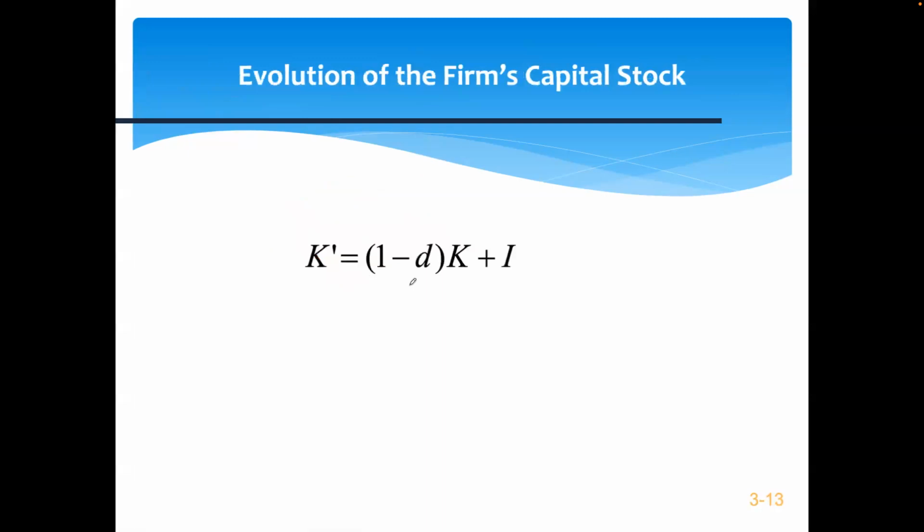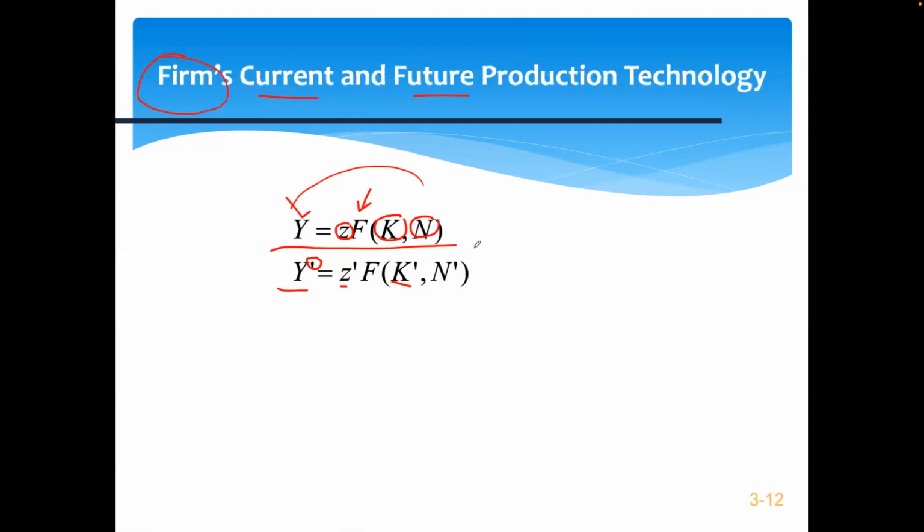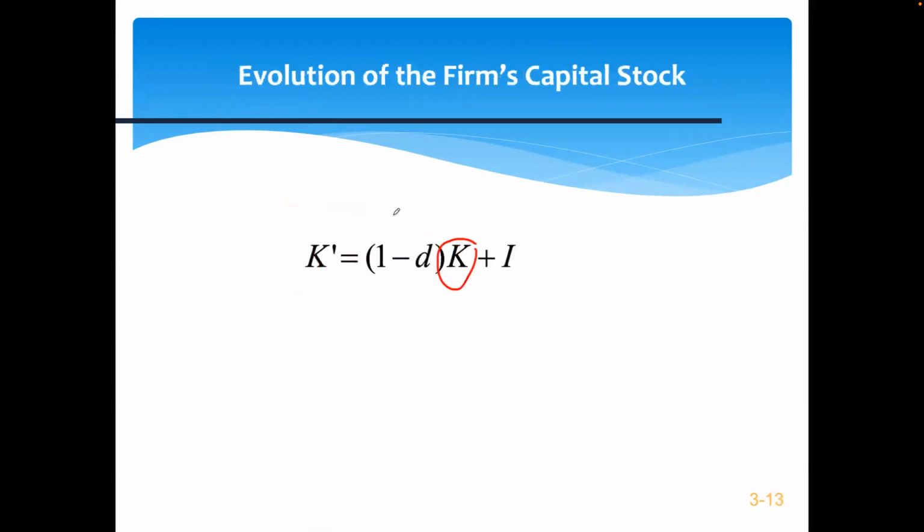Now, this is something new. We haven't seen this before, but it's very similar to some discussion we had. This is for the firm, right? So when the firm starts the current period, they have a certain amount of capital, K. Let's go back. So they have K. K stands for capital, right? So this is when they start the current period.